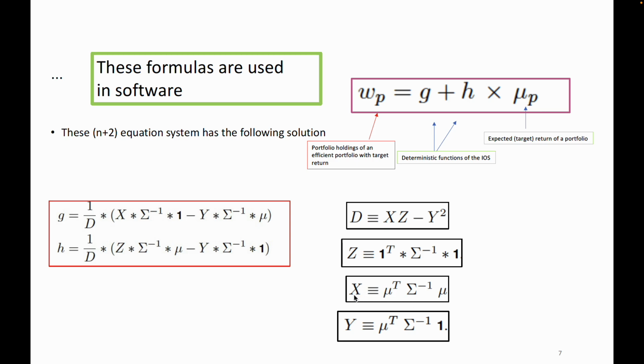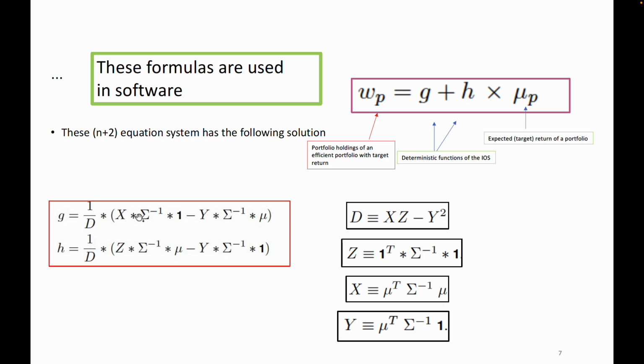What about x? Also x depends only on the investment opportunity set. So it depends on the expected returns of our assets, the covariance matrix. Also that will be a scalar because mu is a column vector. So we have row vector times matrix times column vector will be a scalar. And y also depends on the investment opportunity set only. It will be mu transpose sigma inverse times the unit vector, so also y will be a scalar. So we will have z, x, y, as well as D will all be scalars.